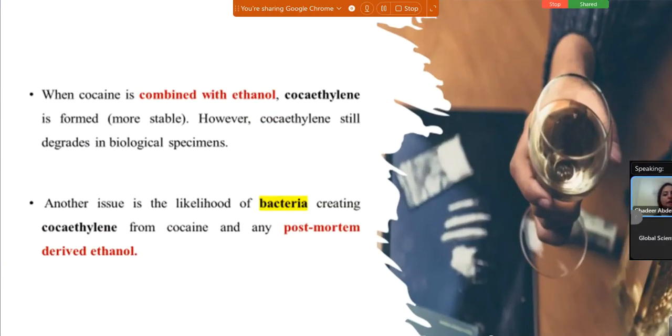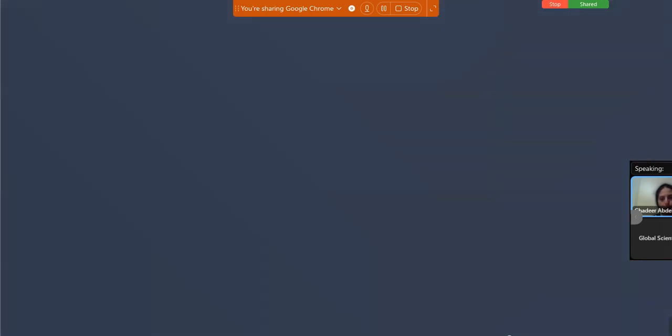When cocaine is combined with ethanol, cocaethylene is formed, which is more stable than cocaine. However, cocaethylene still degrades in biological specimens. Another issue here is the likelihood of bacteria creating cocaethylene from cocaine and the post-mortem produced ethanol, not from the ingested ethanol. So we have two sources here for the metabolite cocaethylene. It might be from ethanol co-ingested with the cocaine, or from the post-mortem production of ethanol.